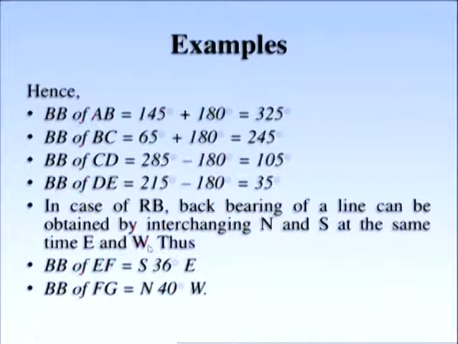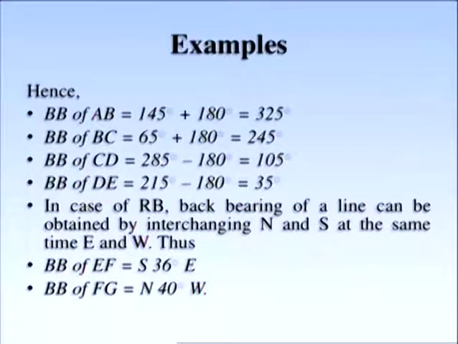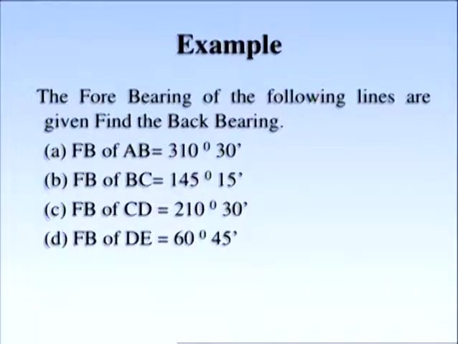Now whenever the reduced bearing is given, to convert it is very easy: simply put south to north or north to south, east to west or west to east. Simply you have to replace your word. If it is south, then simply put north. If it is north, then put south. If it is east, then put west. West, then east. The angle you do not have to change. Automatically it will convert from second to fourth and fourth to second, first to third and third to first.